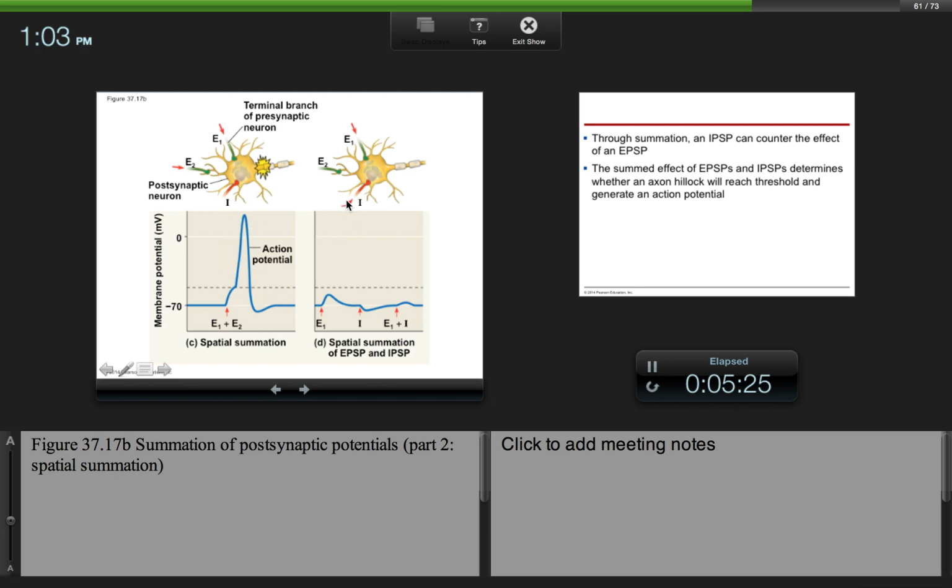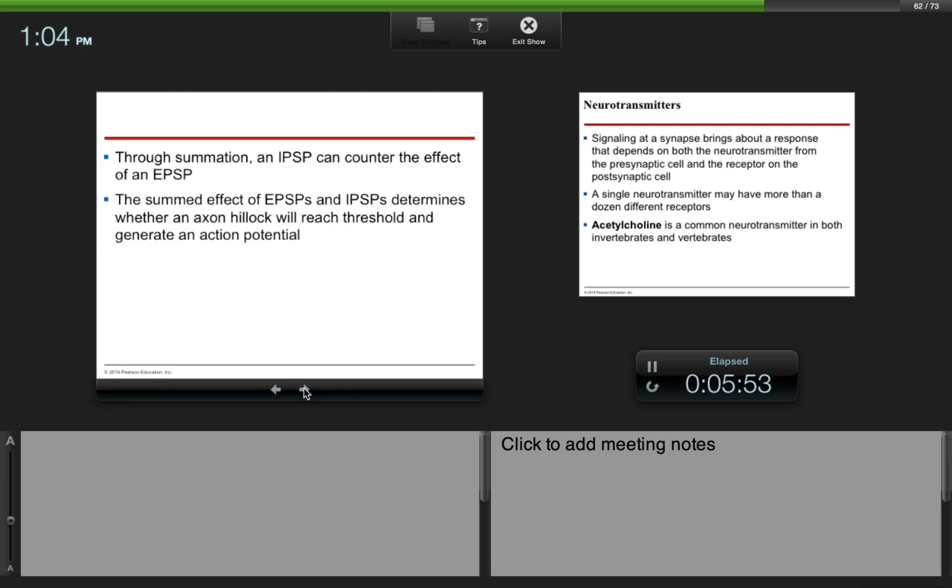You can also have IPSPs, okay? So here's an example of an IPSP and two EPSPs. Now, here we have an excitatory one followed by an inhibitory one. So basically they cancel each other out, okay? And the same thing here. We have an excitatory one and an inhibitory one. So no threshold gets reached because they have opposing effects. Through summation, an IPSP can counter the effect of an EPSP. The summed effect of EPSPs and IPSPs determines whether an axon hillock will reach threshold and generate an action potential.